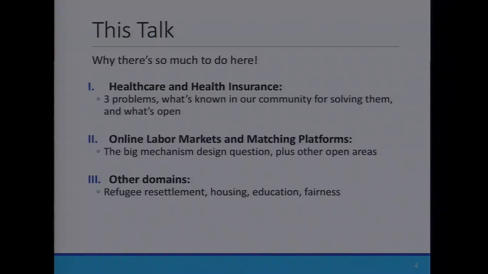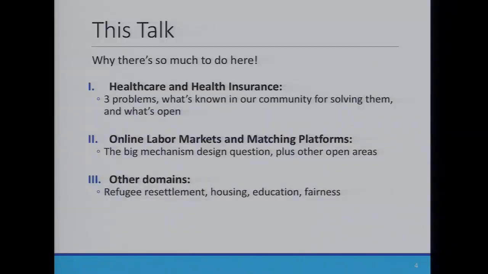So what I want to talk about is why there's a lot more to be done here, why there are so many other social good applications that we should be working on to have the sort of impact that school choice and kidney matching and residency matching have had. So that should be your takeaway after the talk. Hopefully I'll have convinced you that this is a very interesting area to work in and our tools will be useful. So here's what I'm going to talk about.